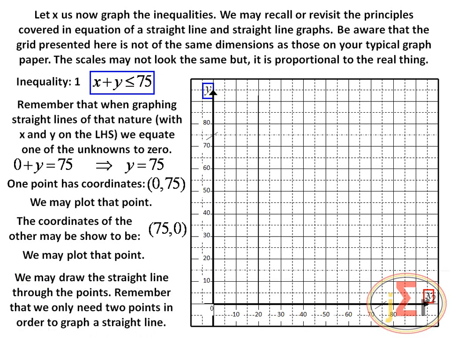We may draw the straight line through the points. Remember that we need only 2 points in order to graph a straight line. So this is our line that is related to this inequality, and this line has equation x plus y is equal to 75. If candidates are encountering any problems with the graphing of the lines in detail, remember that we have 2 topics: equation of a straight line and straight line graphs, in which the graphing of straight lines is discussed in detail.